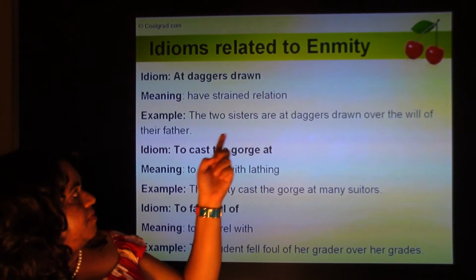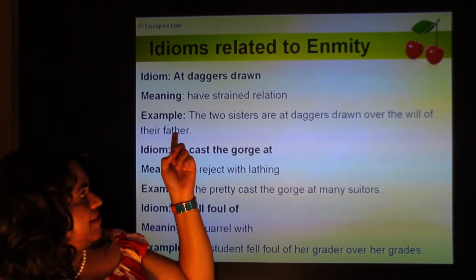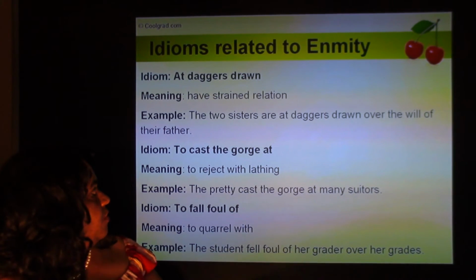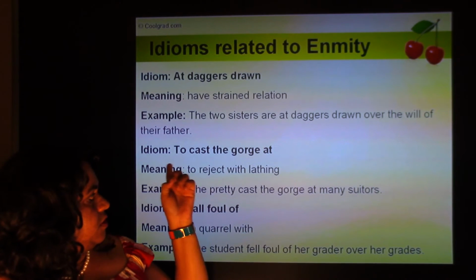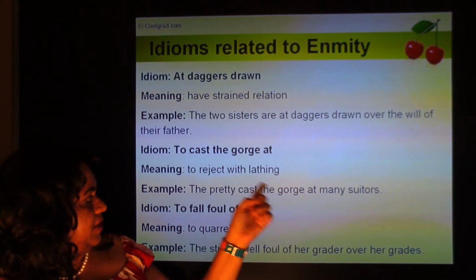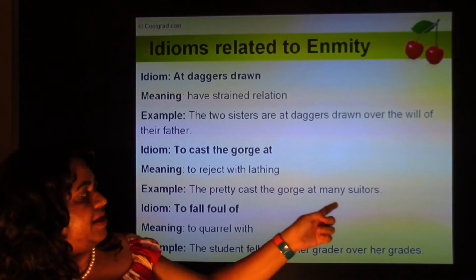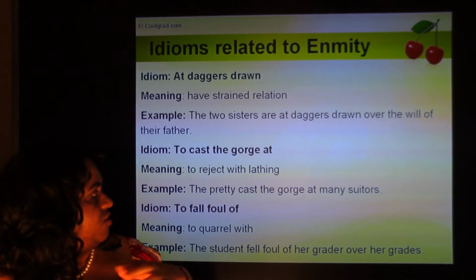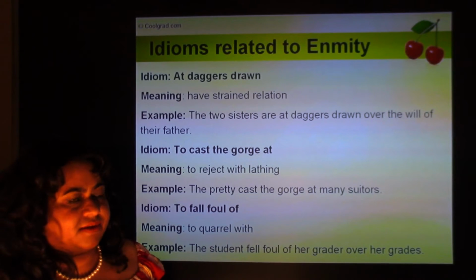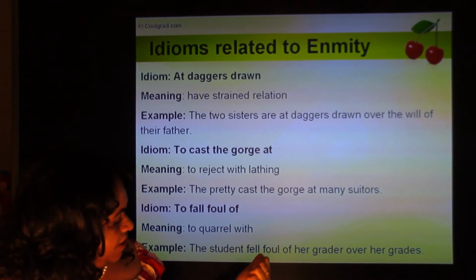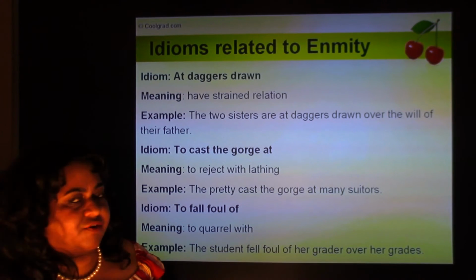Some more related to enmity. At daggers drawn means have strained relationship. The two sisters are at daggers drawn over the will of their father. To cast the gorge at means to reject with loathing. The pretty girl cast the gorge at many suitors. To fall foul of means to quarrel with. The student fell foul of her grader over her grades.